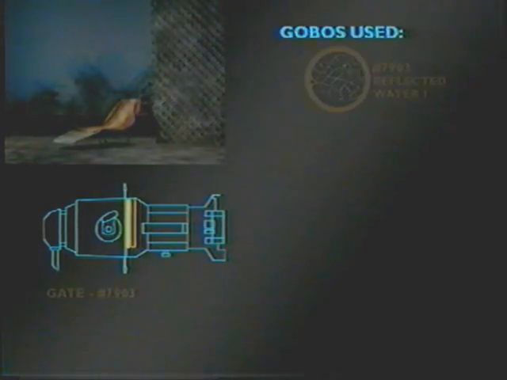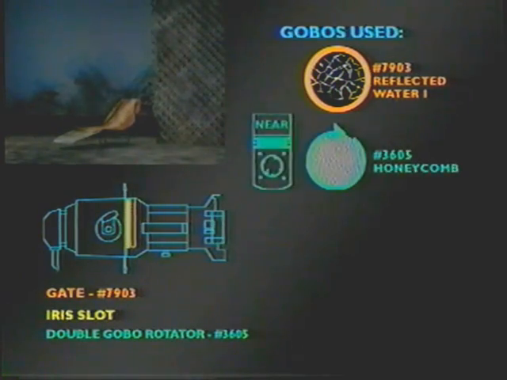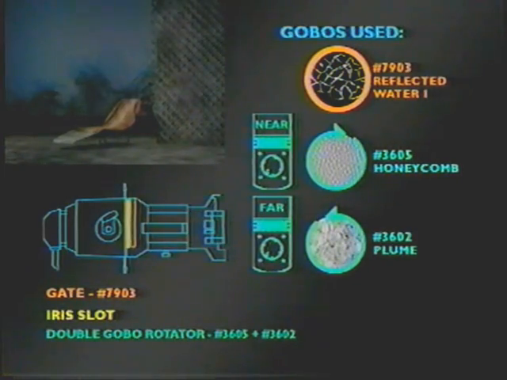To create this effect of light reflecting off water, we use a steel pattern to create the spider-like shape of the reflections and rotating image glass to animate and distort the light. Steel pattern 7903 reflected water is in the gate. In the double gobo rotator, use image glass number 3605 honeycomb in the near wheel and 3602 plume in the far wheel. Other image glass styles may be substituted.